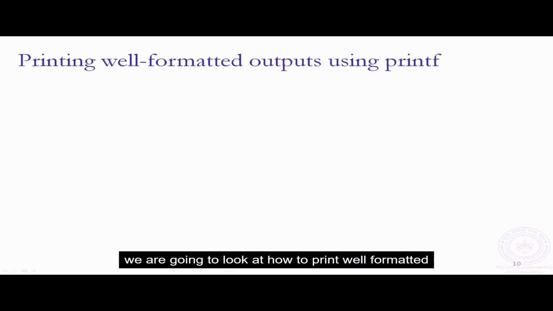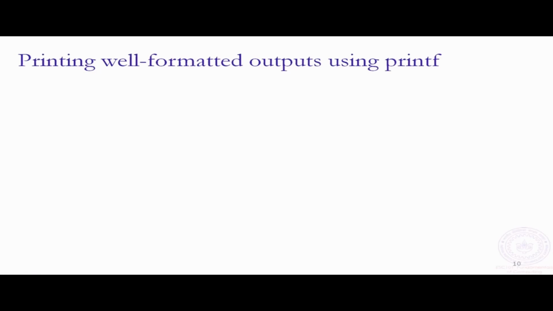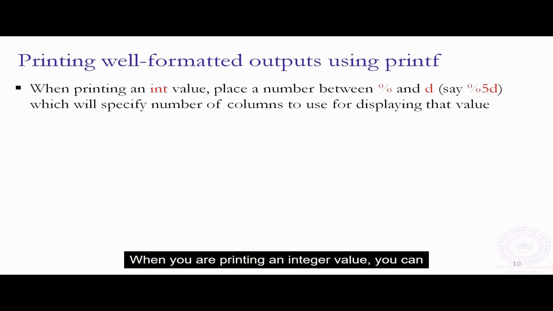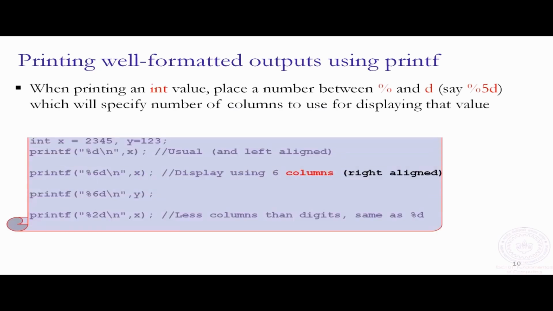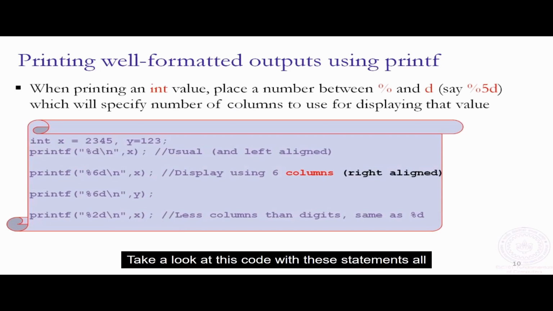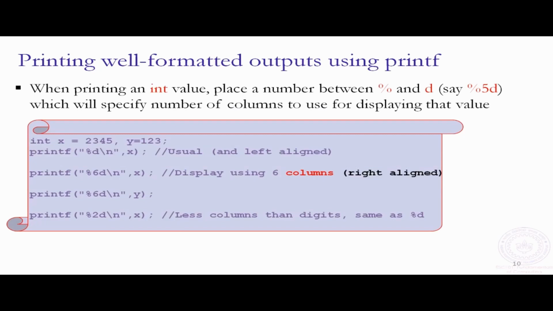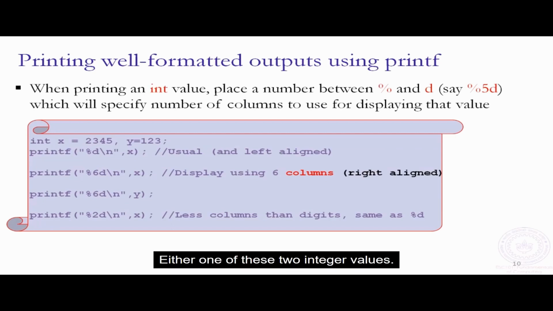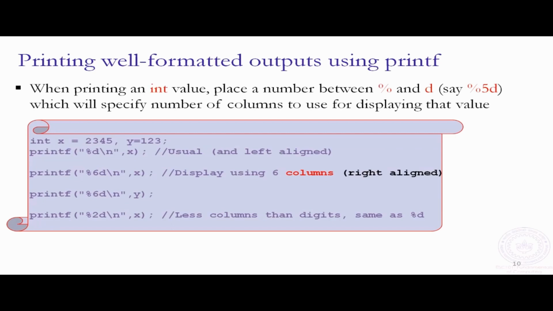We are going to look at how to print well-formatted outputs using printf. When you are printing an integer value, you can place a number between the percent sign and the d in %d, which will specify the number of columns the computer should use for displaying that value. Take a look at this code with these statements, all trying to print either one of these two integer values.